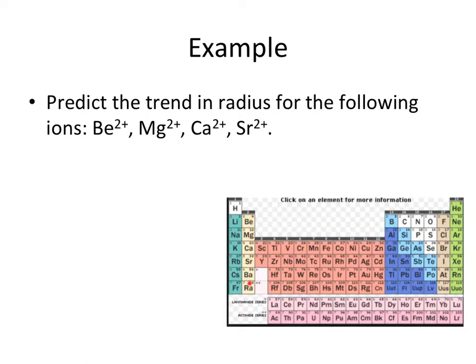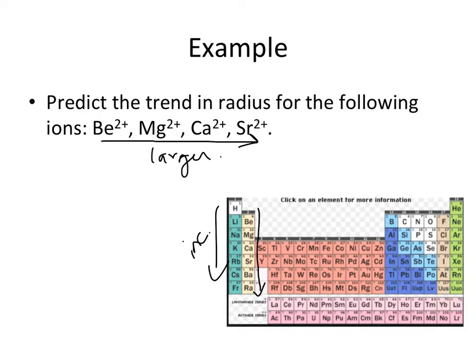As you go from top to bottom, though, we know that the typical trend is what? We know that it is going to increase in size top to bottom, whether you're talking about atomic radii or ionic radii. Because they're all in the same group, the trend is very straightforward. So the trend you should expect is that as you go from beryllium to magnesium to calcium to strontium, they should be getting larger.